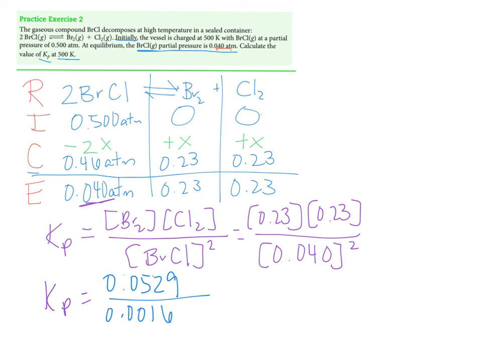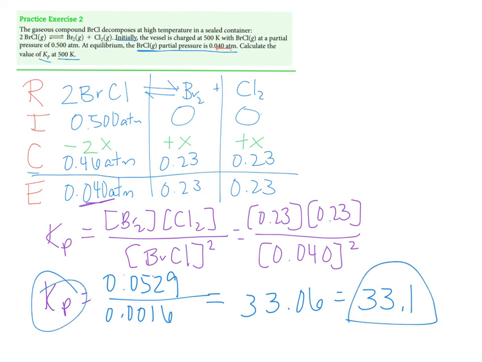So now I'm going to simplify that. So that simplifies to 0.0529 over 0.0016. If I divide those two things, I get a value of 33.06, which I'll round to 33.1. So that is the value of Kp at 500 Kelvin for this reaction. And I think that is it.